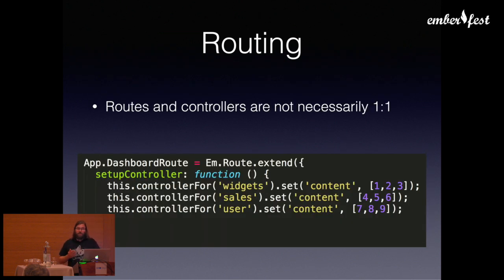Routes and controllers do not necessarily have a one-to-one relationship. So here's an example of a dashboard route where you're actually setting three controllers and none of them are the dashboard controller. This is perfectly legit. You can do this. I know that I've heard from Erik Bryn, who's here, I believe, that he hates needs, but it's a really useful pattern sometimes. Use it judiciously.